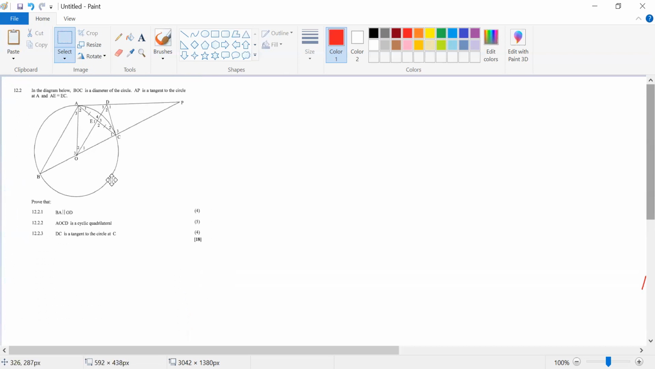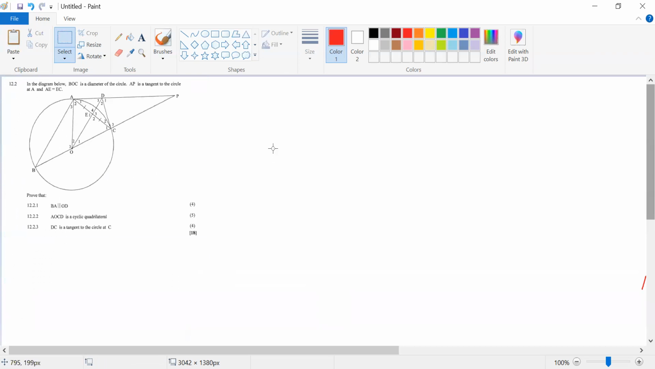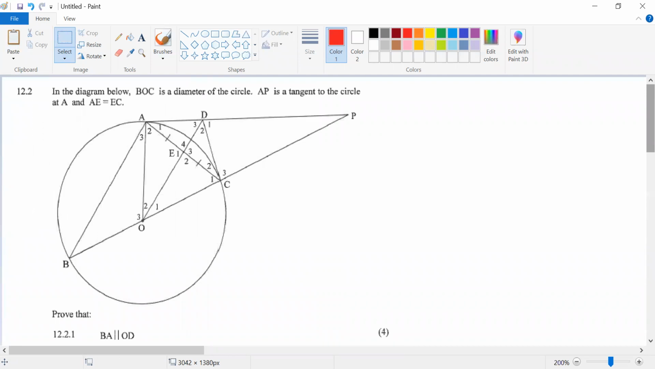Now that we have that at the back of our minds, let's look at what 12.2 has in store for us. For 12.2, in the diagram below, BOC is the diameter of the circle. So when I'm thinking diameter, I'm thinking that the angle in the semicircle is equal to 90 degrees, or the angle opposite my diameter is 90 degrees. That's something that must be in your head in case you have to use it. And then they tell us that AP is a tangent to the circle at A. So that's on our diagram. We don't have to enter anything.